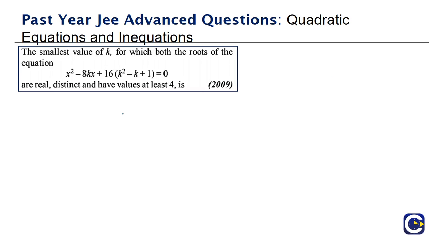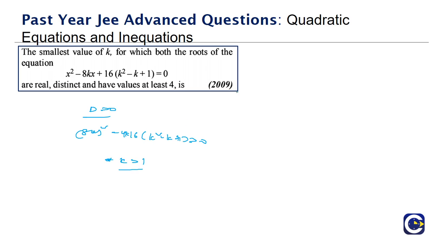The smallest value of k for which both roots of the quadratic equation are real and distinct. For a quadratic equation to have real and distinct roots, the discriminant value is greater than 0. So (8k) square minus 4 into 16 into (k square minus k plus 1) is greater than 0. If you simplify this, k value is greater than 1.